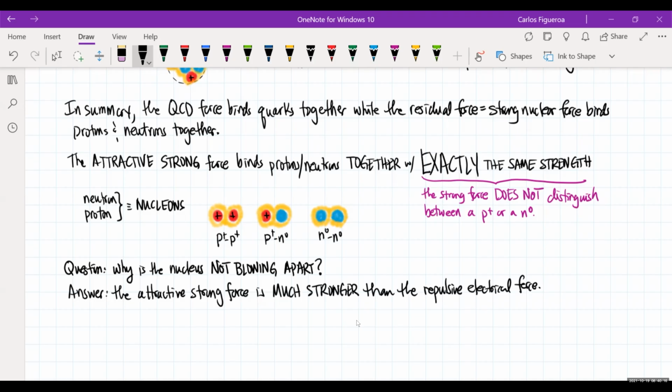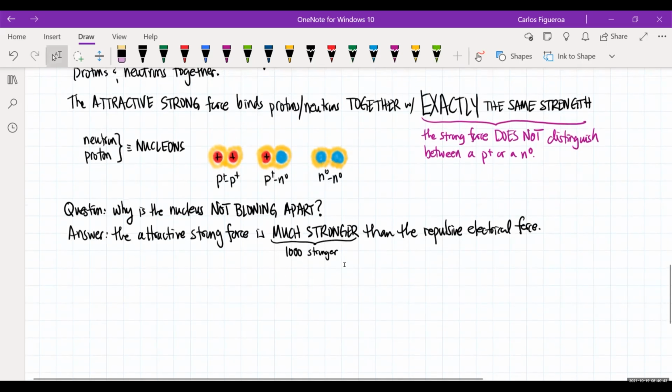And what you find here, when I say much stronger, so on energy scales today, it's about 1,000 times stronger. 1,000 times, I said thousands. So it's 1,000 times stronger. So it's much stronger. As we get to heavier nuclei, you're going to see that that number diminishes.